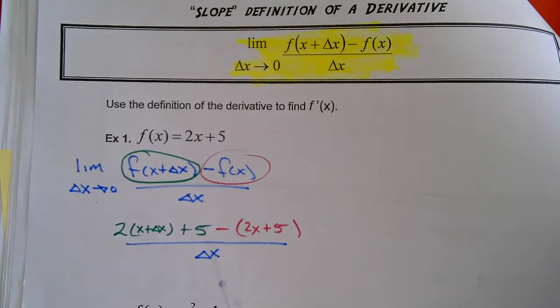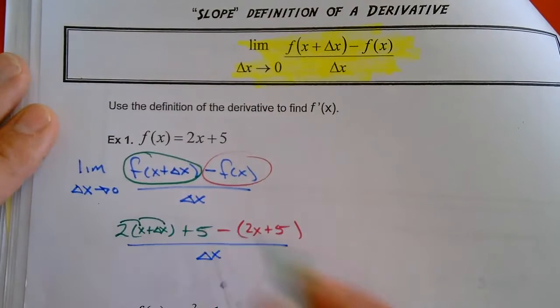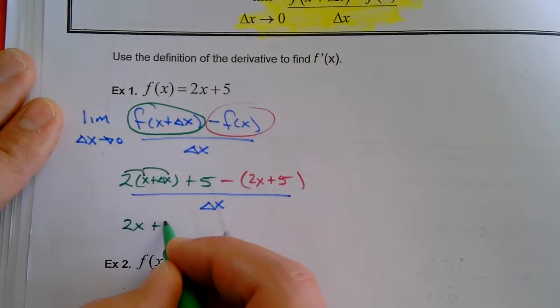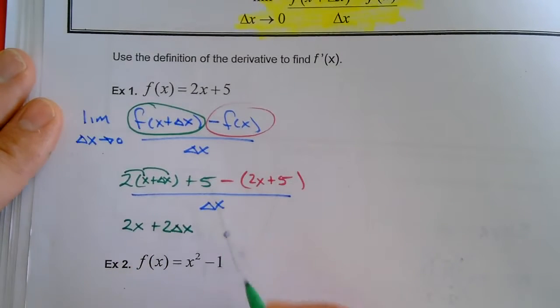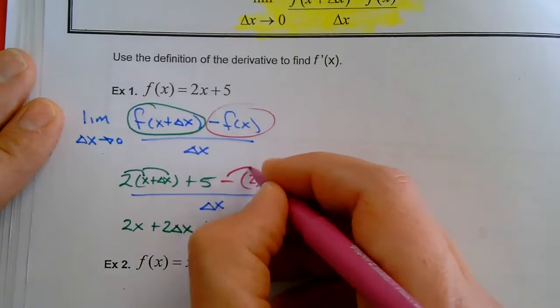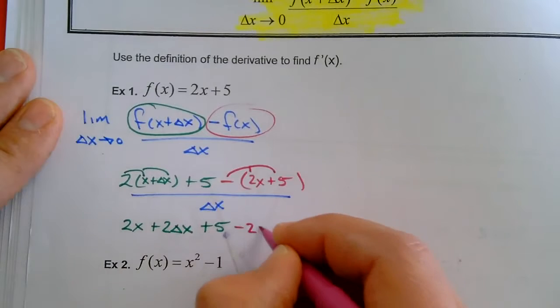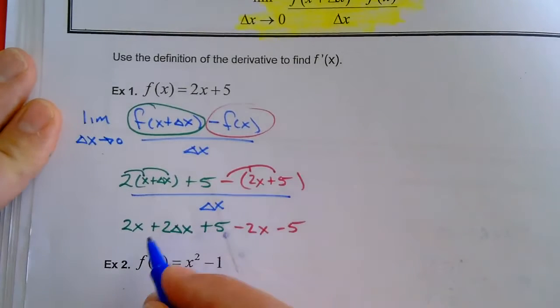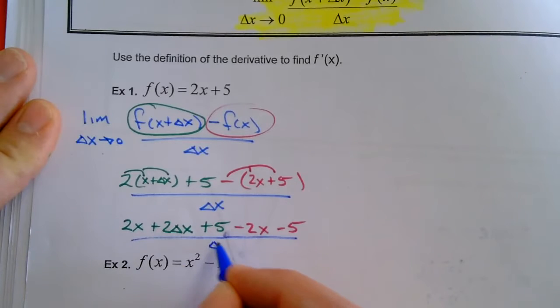All right. So now it's just algebra from here. We know how to do algebra. Go ahead and distribute. So now I have 2x plus 2 delta x plus this 5. And then I've got to distribute this negative. That's negative 2x and negative 5. And now that's all over delta x.